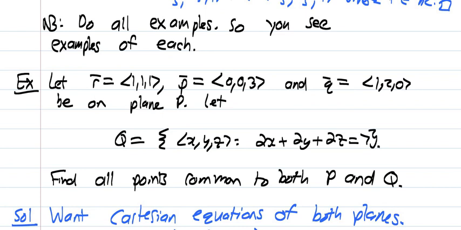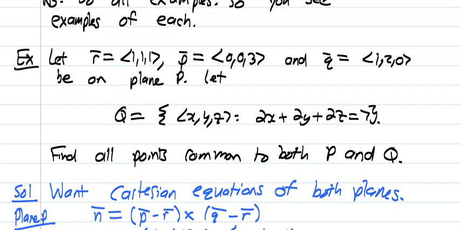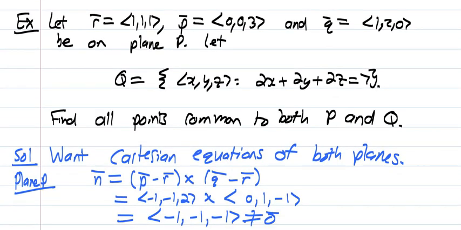So you tell yourself, in this question, we have two planes. The job is to find all points common to both planes. So that theorem, the intersection of two planes, should be ringing. Either the two planes are the same, or they intersect in a line, or they have no points in common. Either way, you need the Cartesian equations for both planes. So we have the Cartesian equation for plane Q. Let's quickly work out the Cartesian equation for plane P.